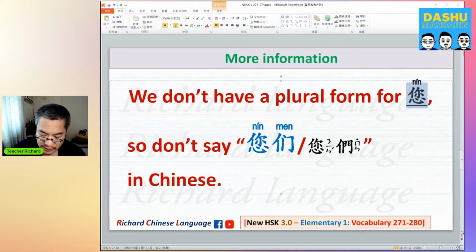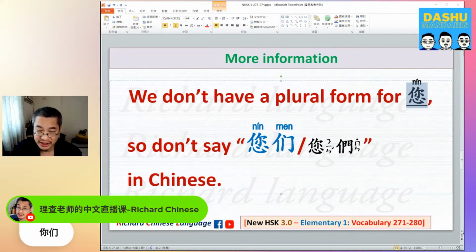When you are addressing people you respect, we still use 你们. Okay, 你们. No 您们 in Chinese. Hopefully you understand this, because I heard a lot of mistakes like this from my students. Okay, 你们.